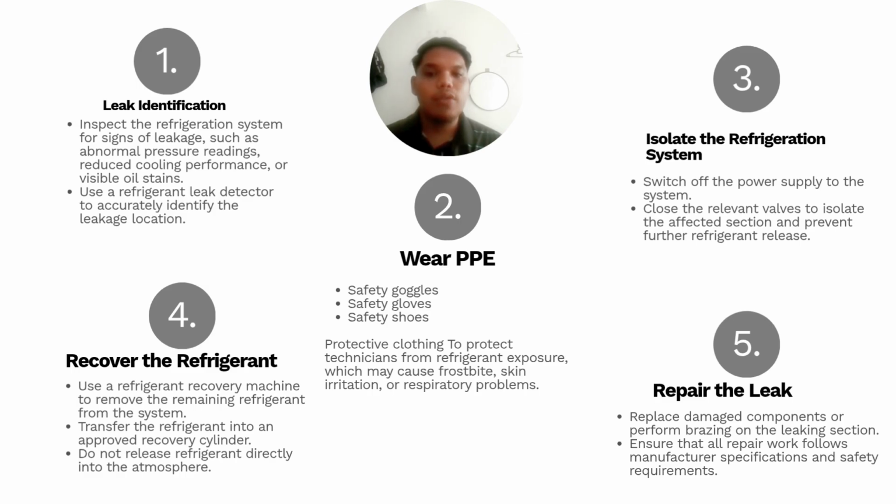This includes safety goggles, gloves, safety shoes, and protective clothes. These PPE items help protect the technician from refrigerant exposure, which may cause frostbite, skin irritation, or respiratory problems. After that, the refrigerant system is isolated by switching off the power supply and closing the relevant valve. This step prevents further refrigerant release and ensures a safe working environment.